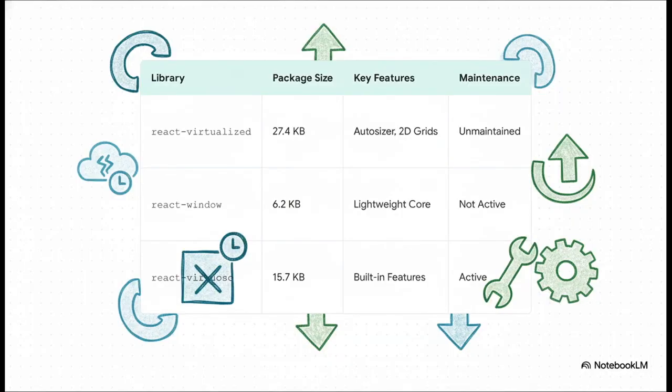And if we look at them side by side, the trade-offs become pretty clear. Yeah, React Window is super tiny, which is awesome, but that maintenance status column is a big deal. It's not really being updated anymore. Then you have React Virtuoso. It's a bit bigger, but it's actively maintained, and it has features like auto-sizing and that reverse scroll we needed for the chat app built right in.